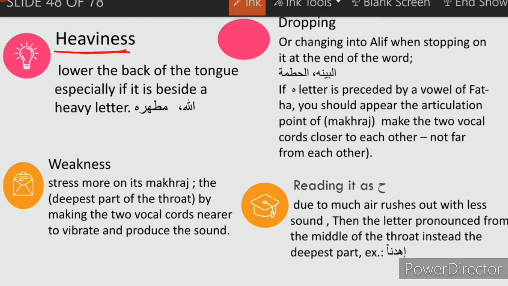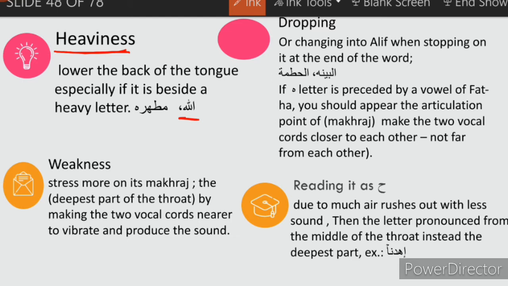Lower the back part of the tongue, especially when we read that after a heavy letter. Allah. The tongue should be returning back to its rest position, okay? Because the name of Allah, you know that the tongue is elevated on the lam. So from the common mistakes is that the reader may continue the elevation. Allah. Ho, ho, ho. This is a mistake. This is the wrong way. We have to return the tongue back.